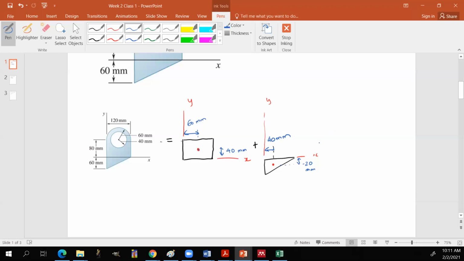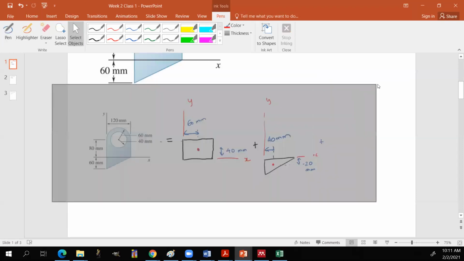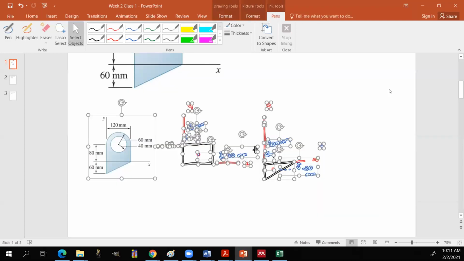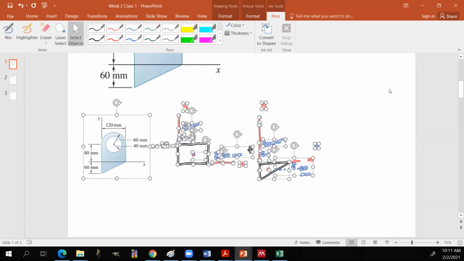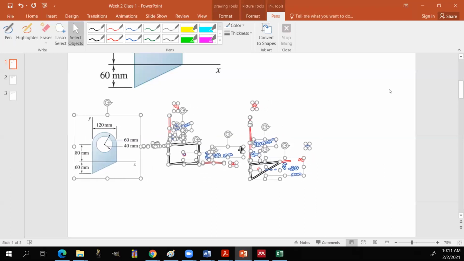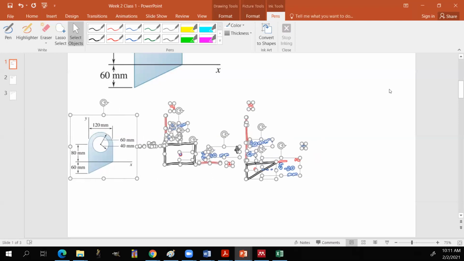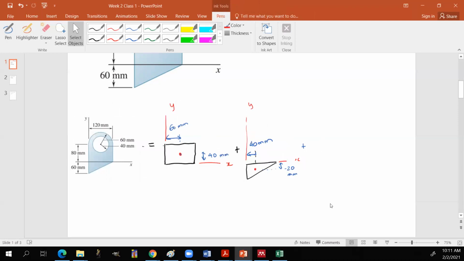All right, next, I'm going to run out of space. Let's just quickly make some more space. Hopefully that's enough.